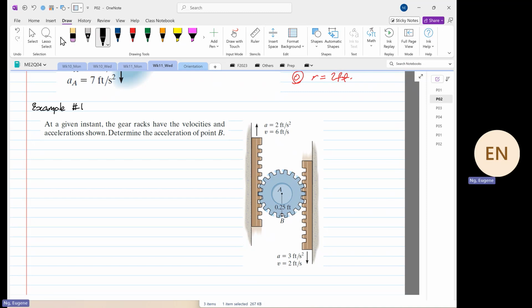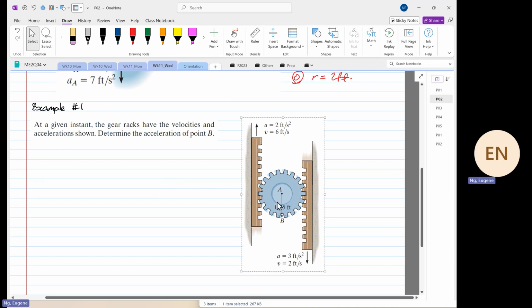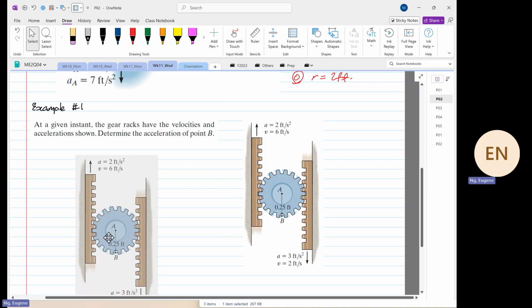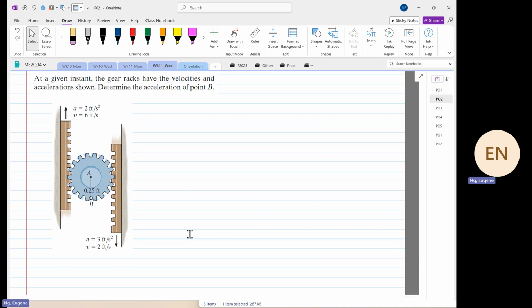At this given instant, the gear rack has the velocity and acceleration shown. Okay, I think we started this problem a bit, and I got excited. I went to the difficult one. Determine the acceleration at point B.